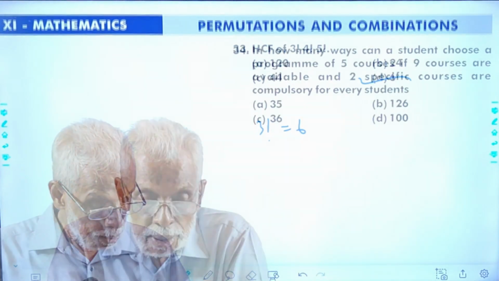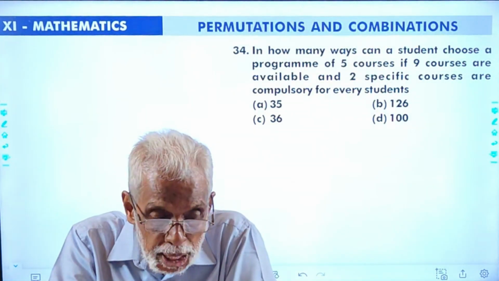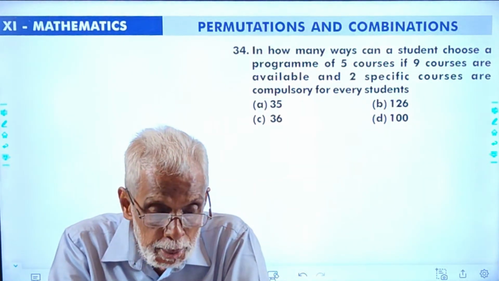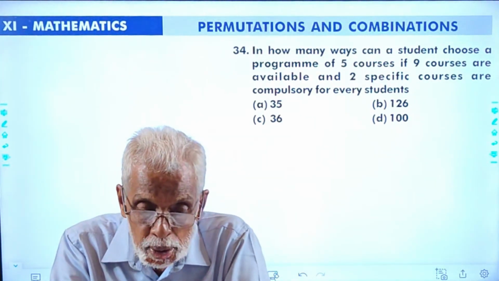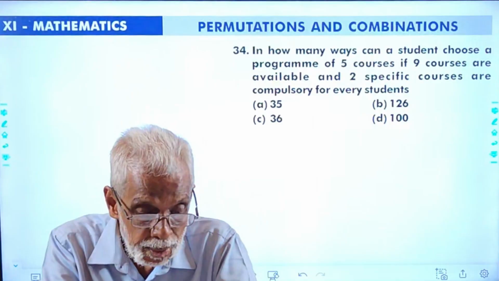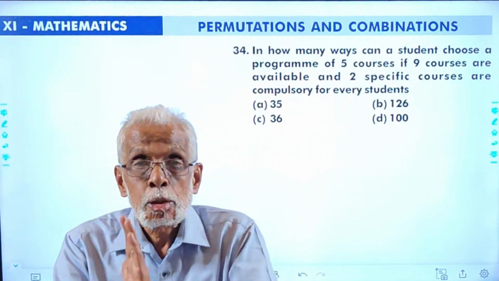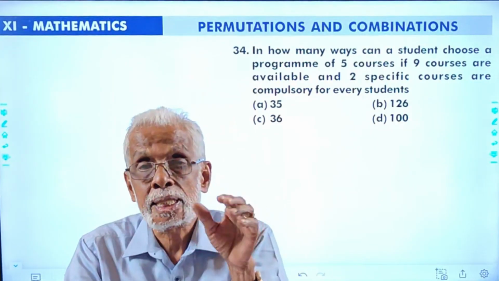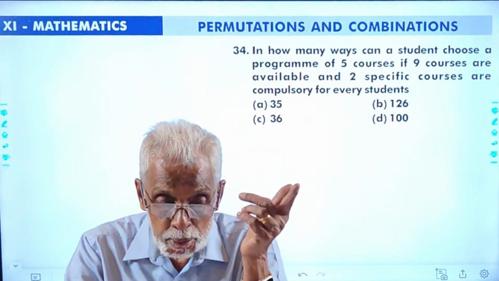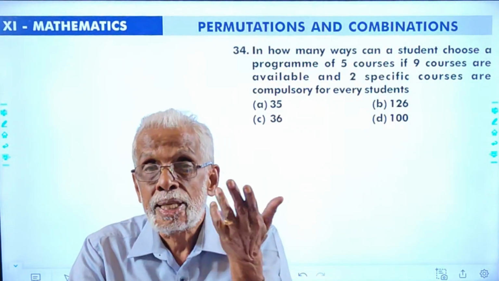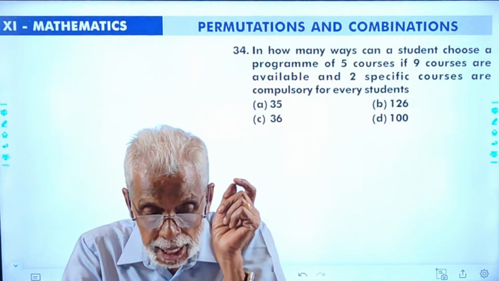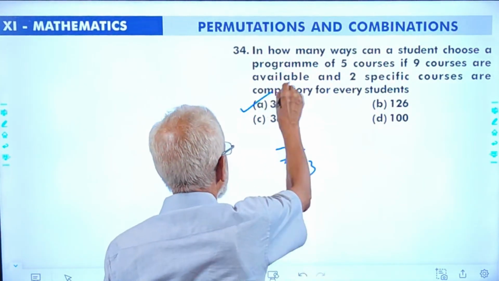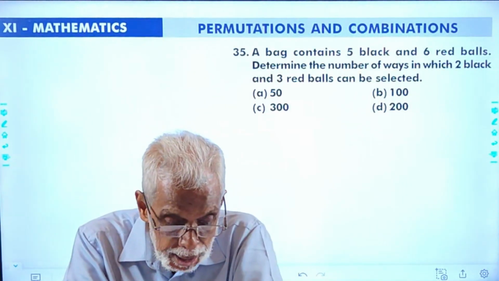D choice. In how many ways can a student choose a program of 5 courses if 9 courses are available and 2 specific courses are compulsory? Since 2 specific courses are compulsory, we have 7 courses left. From those 7 courses left, we have to select 3 courses, which can be done in 7C3. 7C3 is 35.